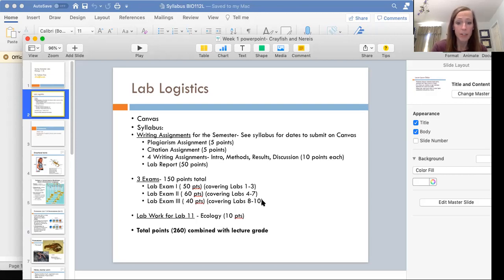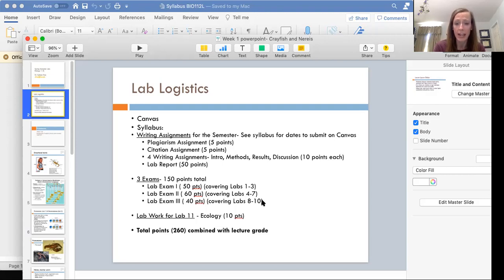So same as last semester, we're going to combine your grade for lab with your grade for lecture, and that will give you one whole grade for both. So that's the basic format for how we're going to have lab. Like I said, you should be on Canvas regularly.